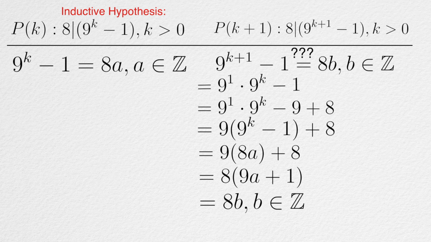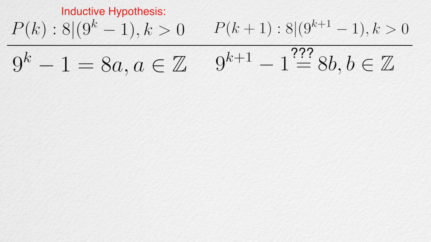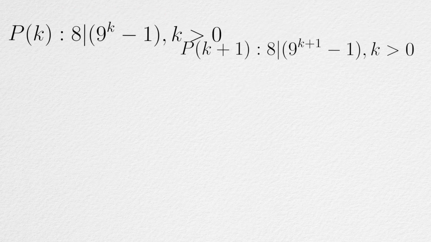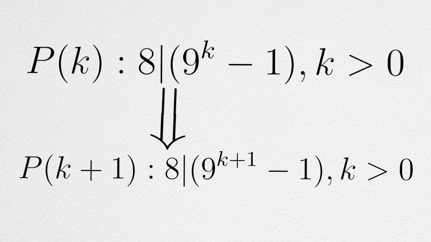And we know that 9a + 1 is an integer since a is an integer. And now we know that by the definition of divisibility, 9^(k+1) - 1 is also divisible by 8, and we have proved that P(k) implies P(k+1).